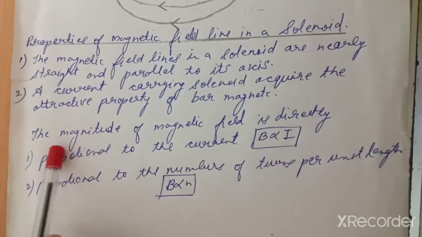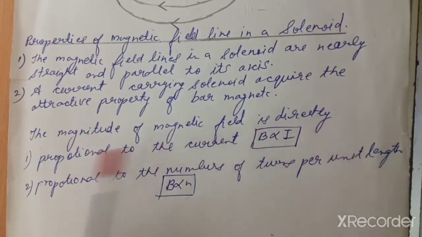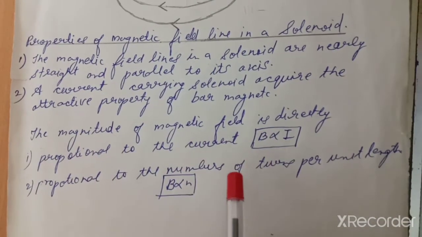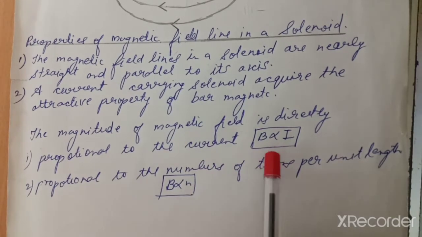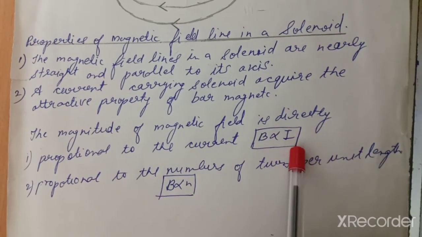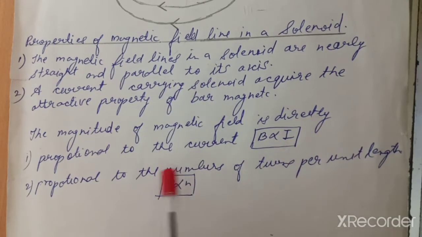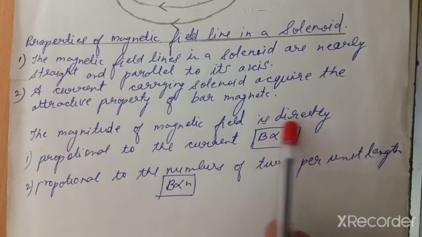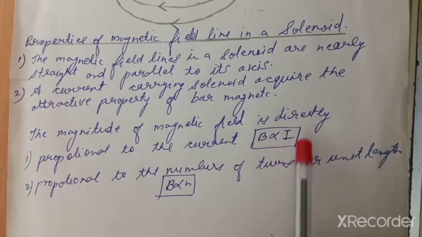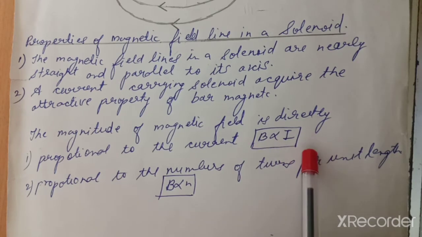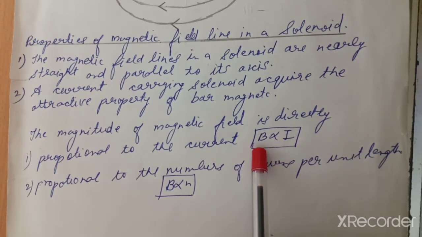Now the magnitude of the magnetic field is directly proportional to the current, as we have studied previously. It means if we have connected, suppose, 2 or 3 cells, and you increase the number of cells, more current will be flowing, so the magnetic field will be stronger. So here we can say on increasing the current, the magnetic field also increases.